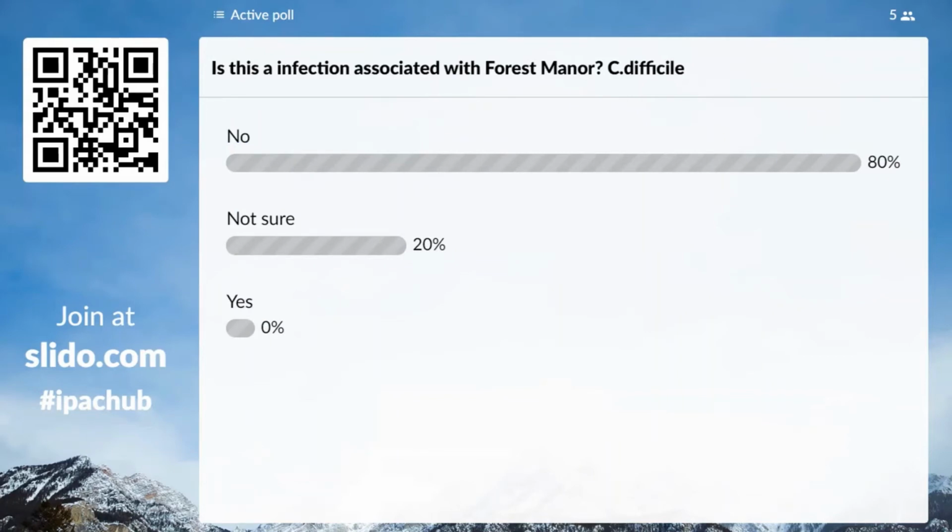Okay, great. Some people weren't sure, and that's okay. But the majority of people said that it is not associated with Forest Manor, so it is not nosocomial to Forest Manor. As described, the resident developed symptoms the very next morning. It hadn't gone past that 48 or 72 hours after admission. So this infection can be linked to wherever the resident was before admission. Good job, everybody. We're going to do one more example.